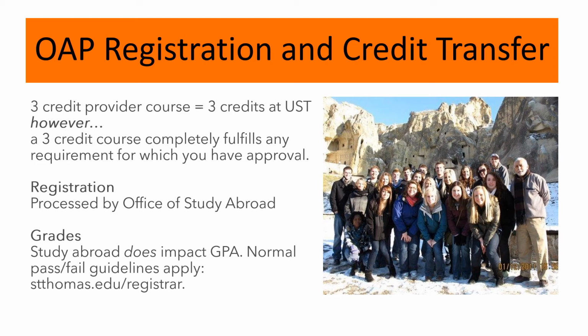Regarding registration and credit transfer with other approved programs, some programs have courses that are worth 3 credits and some that are worth 4. Even if a course is only worth 3 credits, it will still completely fulfill a requirement for which you have approval. However, in your total accumulation of credits, it will only count as 3 credits.